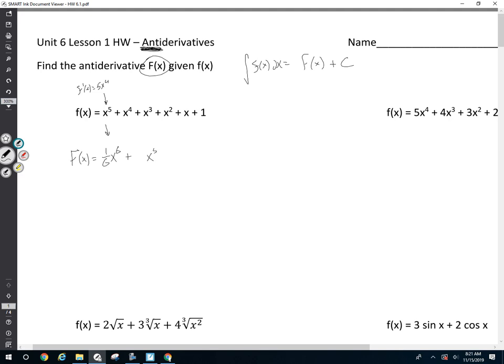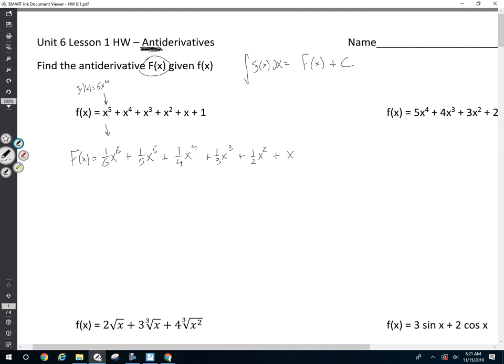Add 1 first, then multiply by the reciprocal of your new exponent. Add 1, multiply by the reciprocal. Then I get down to 1.